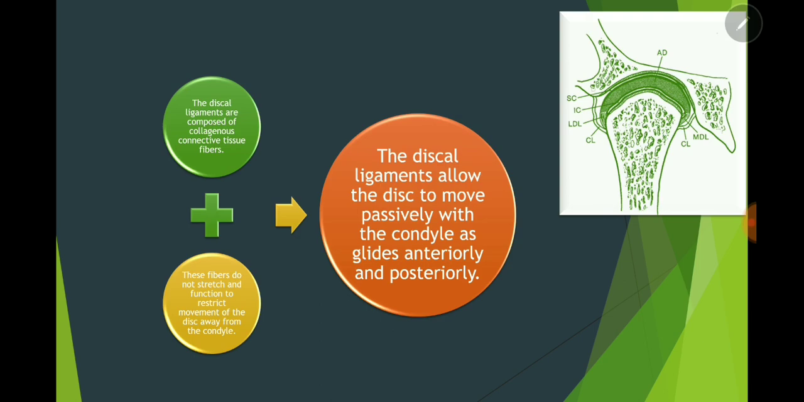The collateral or discal ligaments attach the disc onto the condyle. So right here, these ligaments, CL, is called collateral ligament. They attach the disc onto the condyle, but they also prevent the disc from moving in any other direction. Just make sure it doesn't get caught in between damaging structures. Sometimes when it gets caught like that, you can have some displacement of the disc, and then you have clicking, pain, and all those internal derangements of the disc.